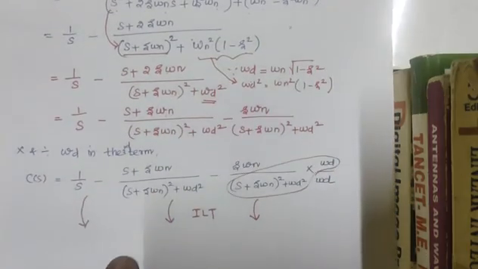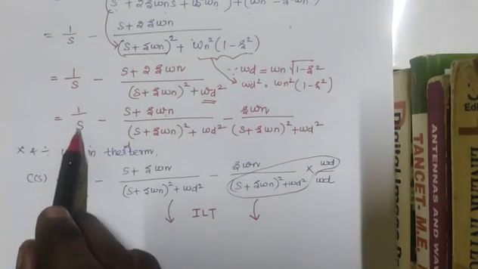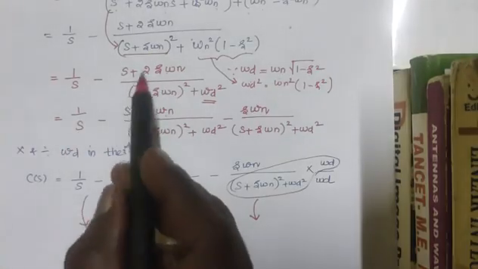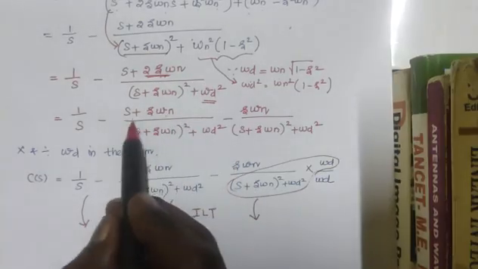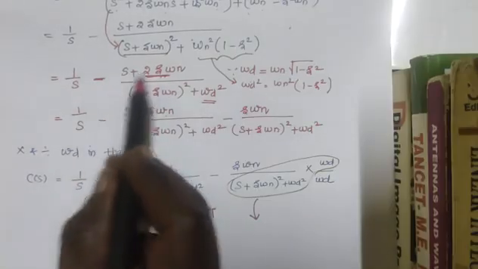Now you take this one, 1 by s. Here you are having 2 psi omega n. I am splitting this as psi omega n plus psi omega n. So this is minus 2 psi omega n.